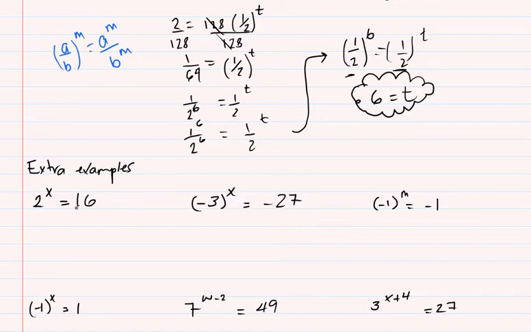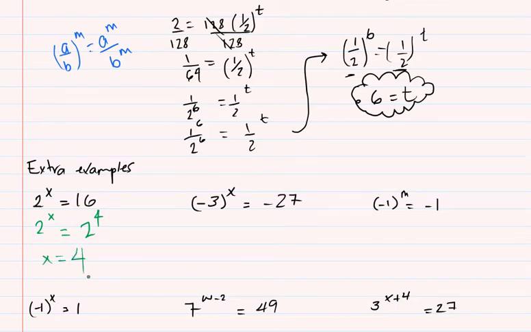So 2 to the power of x is equal to 16. We want the same base. 16 is a power of 2. It is 2 to the 4, so we're going to convert that. 2 to the x is equal to 2 to the 4, which means now that the bases are equal, x is equal to 4.